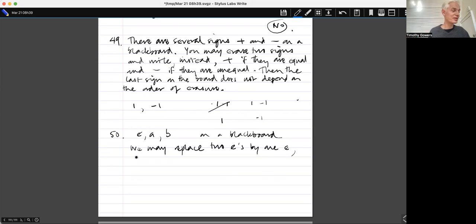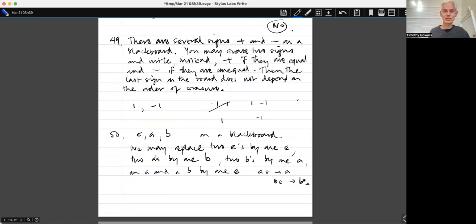So E is our 0, I would guess. 2 A's by 1. I think I'm solving this question before even seeing the question, really. 2 A's by 1 B. 2 B's by 1 A. And let me guess, an A and a B by 1 E. An A and an E by an A, and a B and an E by a B. So A, E goes to A, B, E goes to B. Proves that the last letter does not depend on the order of erasure.